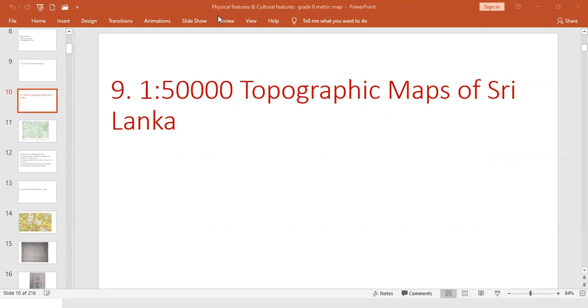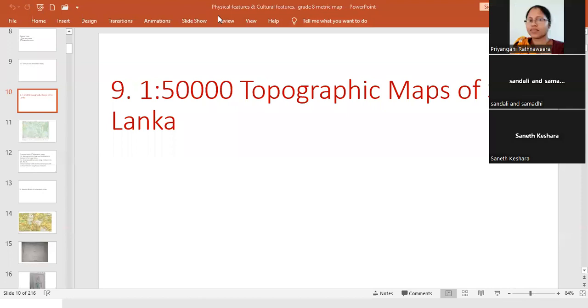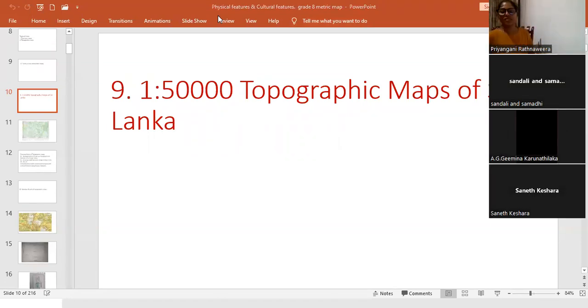It was in grade 8 already. Some relief features we discussed in grade 8. You should remember them also. These are also very important. I am not going to do them again. If you have any question, you ask. You write down the topic: 1 to 50,000 topographic map of Sri Lanka.